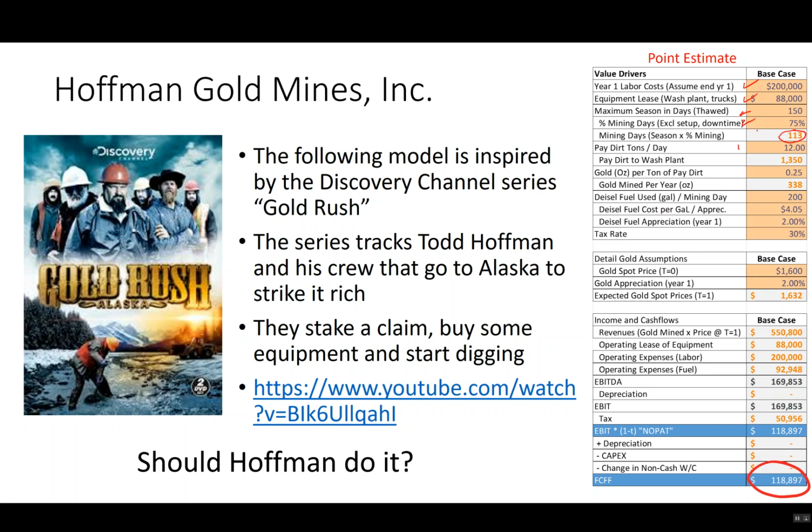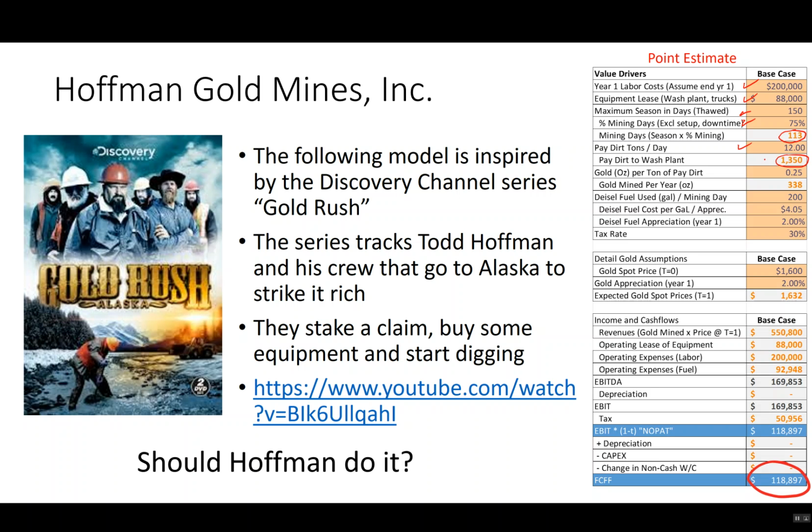I'm going to assume they can get 12 tons of pay dirt, which is the dirt that has the gold, into the wash plant. Now, a wash plant is a piece of equipment, kind of the size of, say, a large truck. What you do is you put the dirt in the wash plant. It kind of power washes it with high pressure water and some vibration and a conveyor belt system, and the gold will fall down because it's a heavier metal.